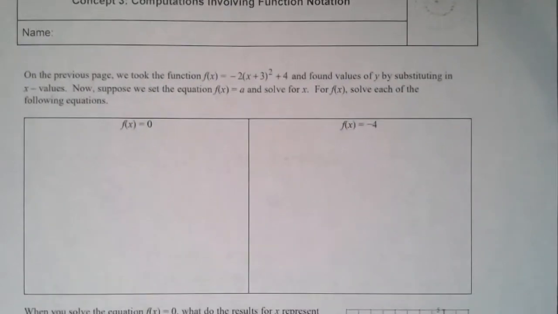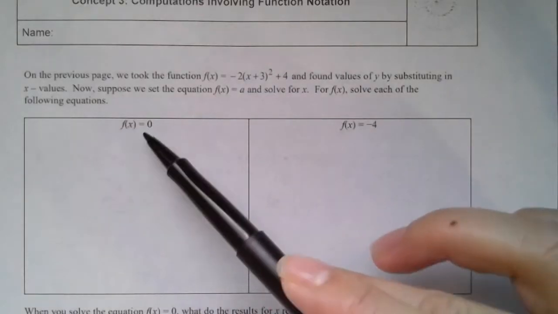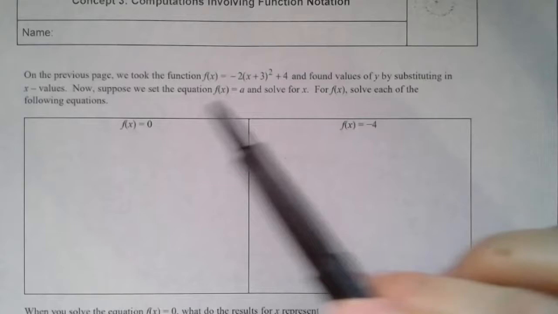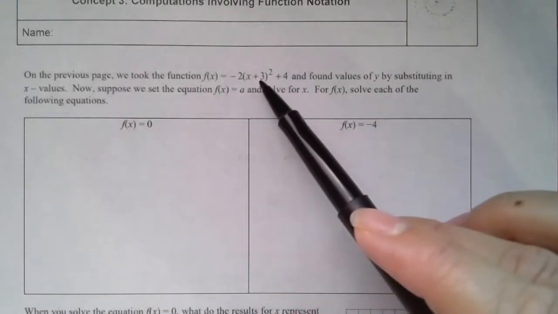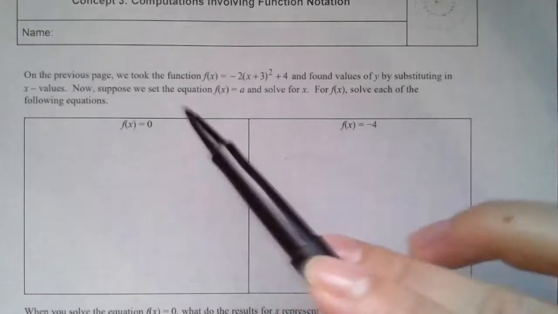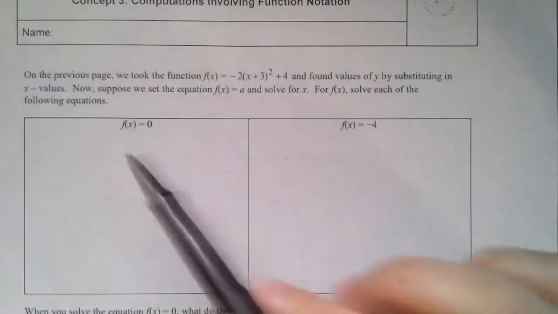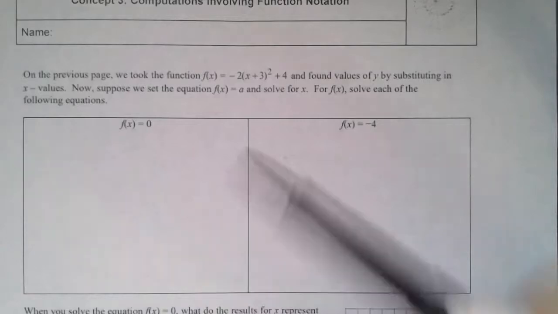Here's the next one. On the previous page, we took the function f of x and found values of y by substituting in the x values. Now suppose we set the equation f of x equal to a and solve for x instead. For f of x, solve each of the following equations. So you have the function, set it equal to 0. Setting y equal to 0 is going to be along the x-axis, so this first computation will find the solutions to this quadratic.